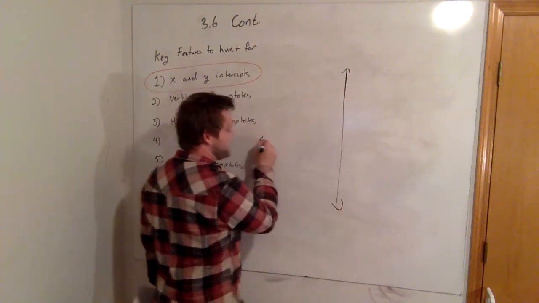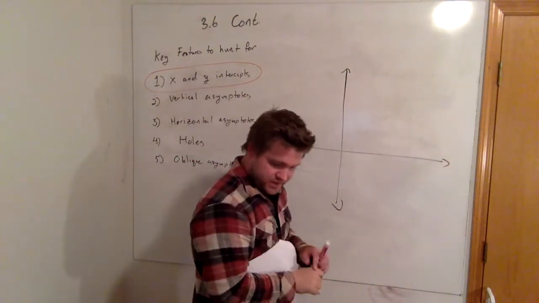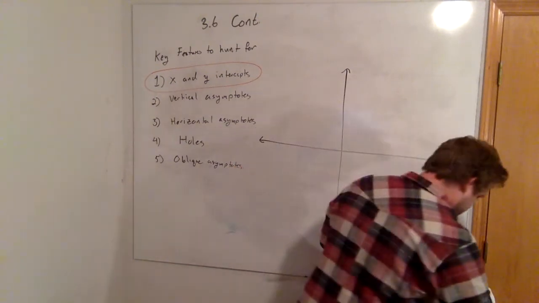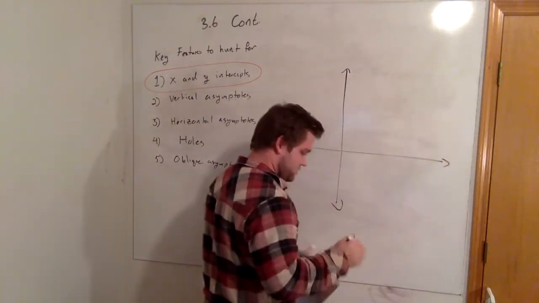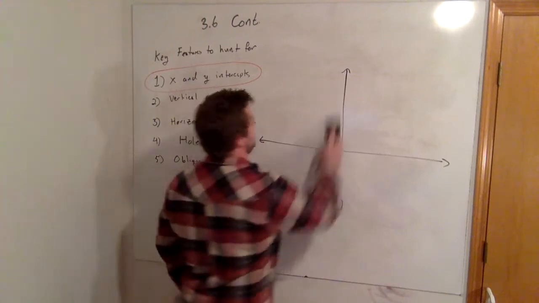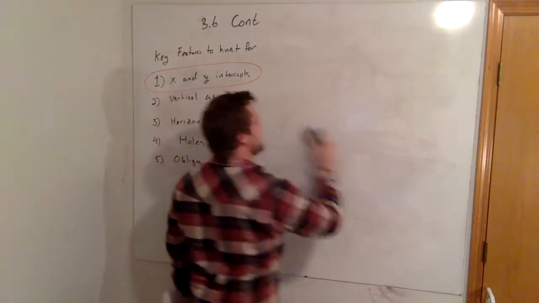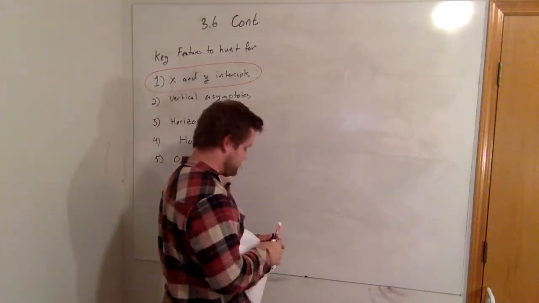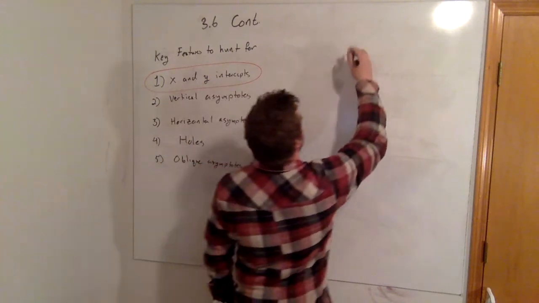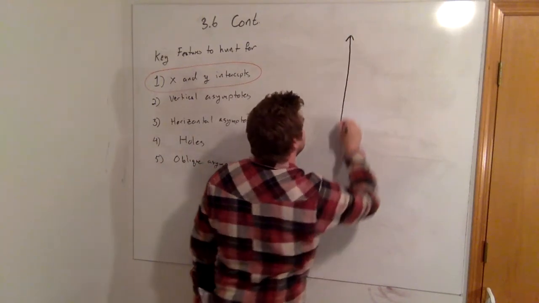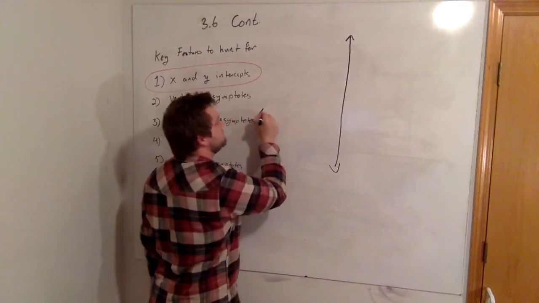So when graphing a rational function, let's see, can I get a better marker? My daughter came in here and messed around with all my markers, so I can't tell which ones are good and bad anymore. I try to turn them upside down to use as much as I can. Sometimes they don't last as long.